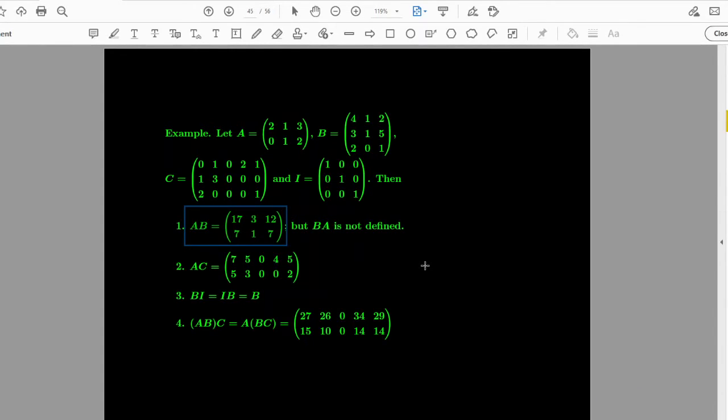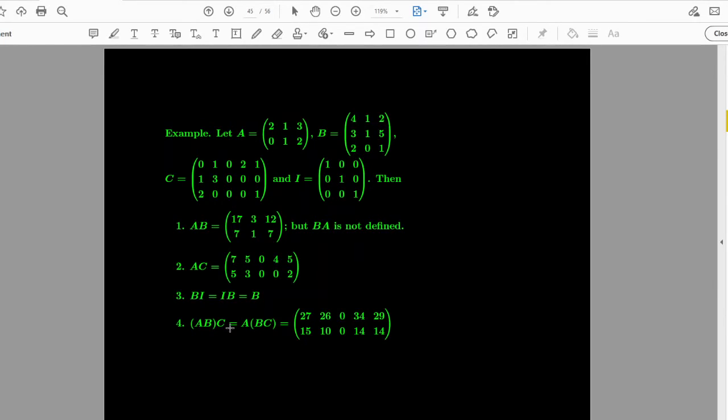Do not do 4. I know it's a little bit long to do 4, but I'm going to make some comments on 4. Question 3 should be simple. BI is the same as B. IB is the same as B as well. Later on, I'm going to make some comments. Do not do 4, but I want to mention the meaning of 4.